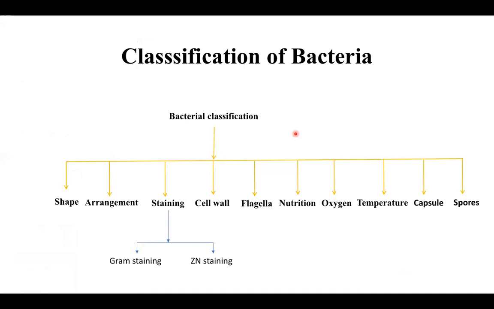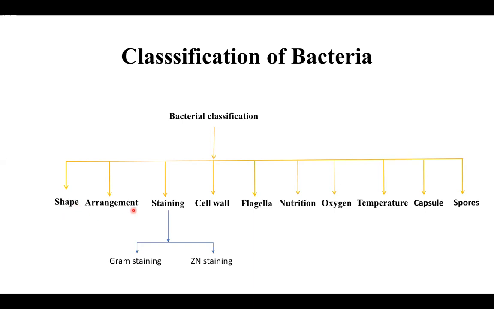The first criterion for the classification of bacteria is based on their shape. Suppose the shape of a bacterium is spherical or round, then the bacteria are called cocci. If the shape of a bacterium is rod shaped, then the bacteria are called bacilli.